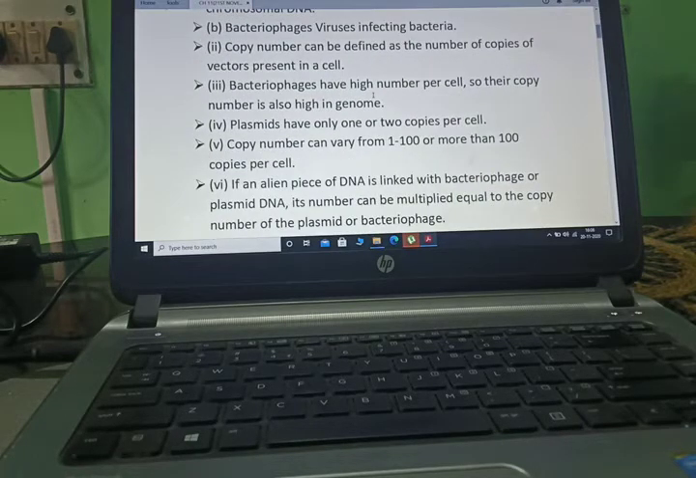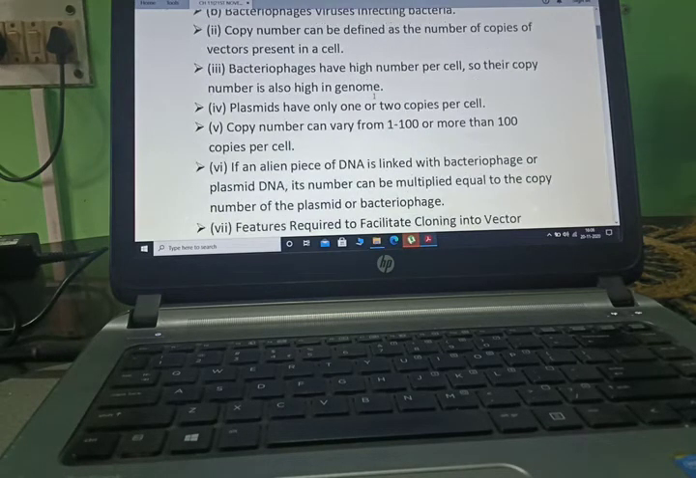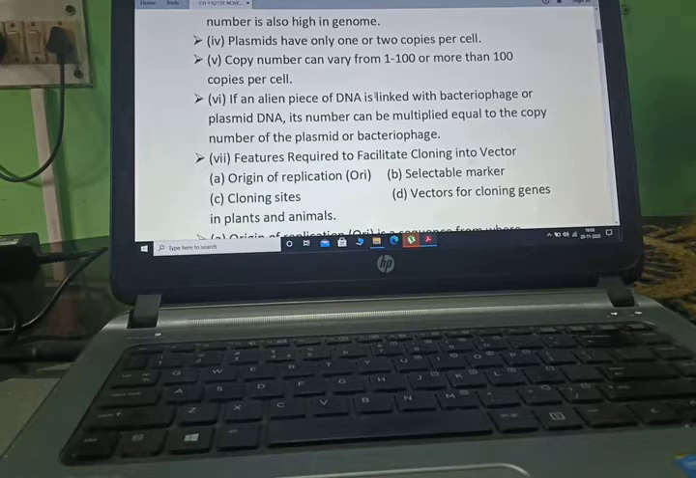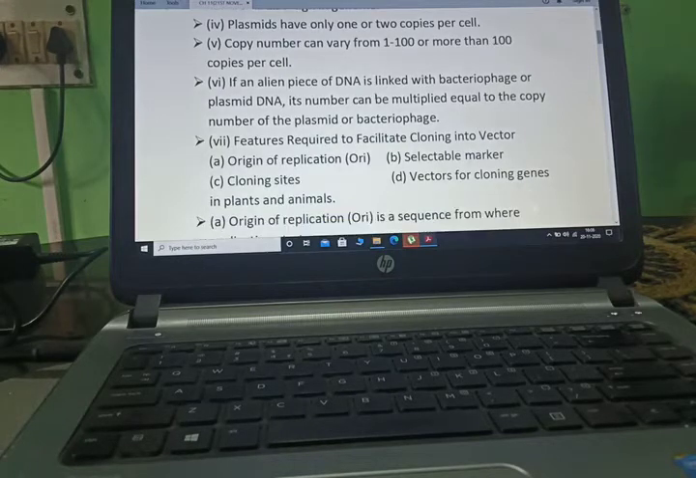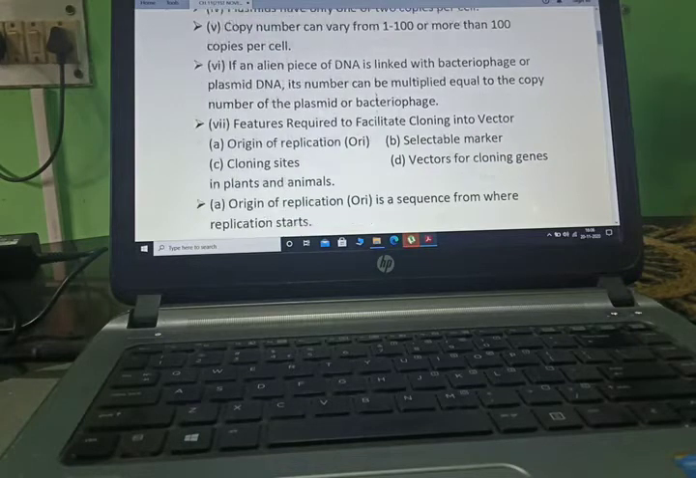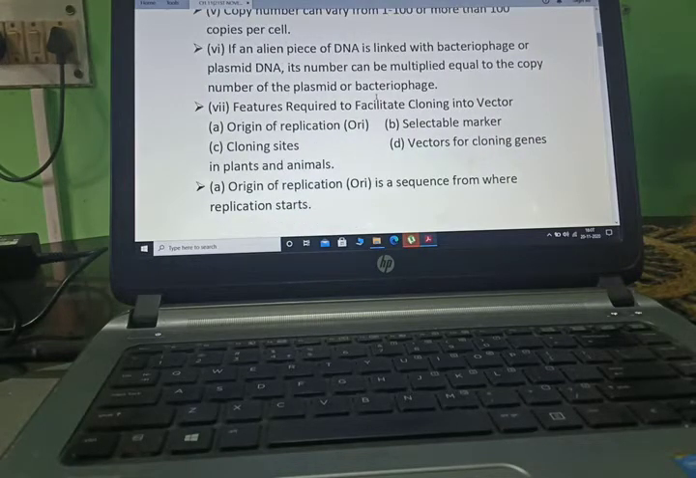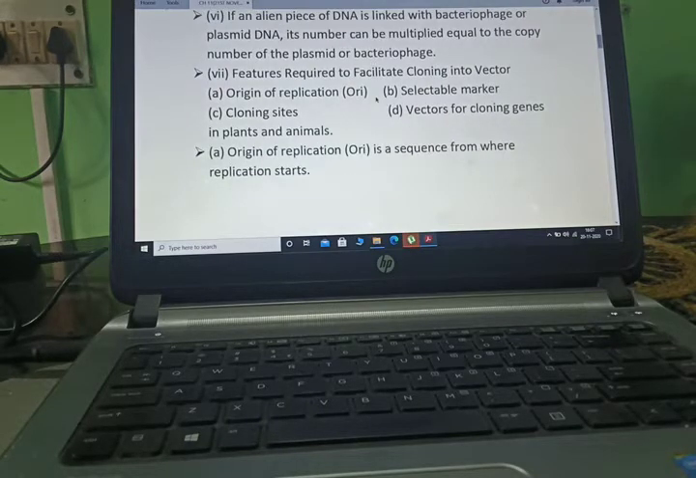Copy number can be defined as the number of copies of vectors present in a cell. Bacteriophages have a high number per cell, so their copy number is also high. Plasmids have only 1 or 2 copies per cell. Copy number can vary from 1 to 100 or more than 100 copies per cell. If an alien piece of DNA is linked with bacteriophage or plasmid DNA, its number can be multiplied equal to the copy number of the plasmid or bacteriophage.